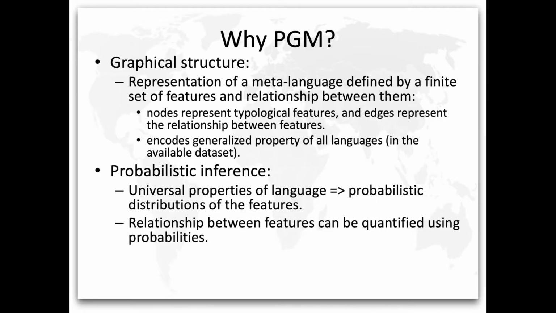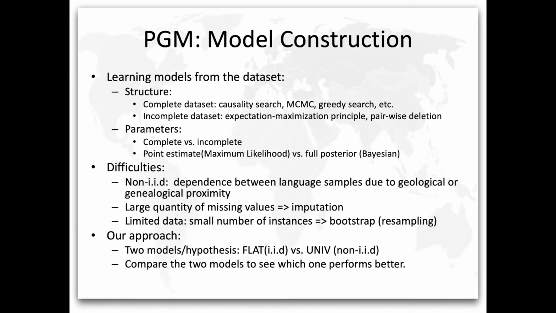The second reason is that this model enables us to do probabilistic inference. So we assume universal properties of languages determine a probabilistic distribution of the features, and the relationships between features can be and should be quantified using probabilities. So for model construction, to get these models, we learn structure and parameters from the dataset.